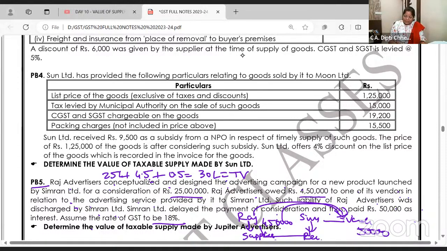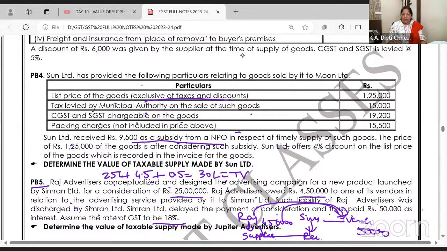Sun Limited has provided the following particulars. List price is exclusive. Tax levied by municipal authority. CGST chargeable on the goods they gave. Packing charges. Sun Limited received 9,500 subsidy. The price of 1,25,000 is after considering that subsidy. And that subsidy is from an NPO.